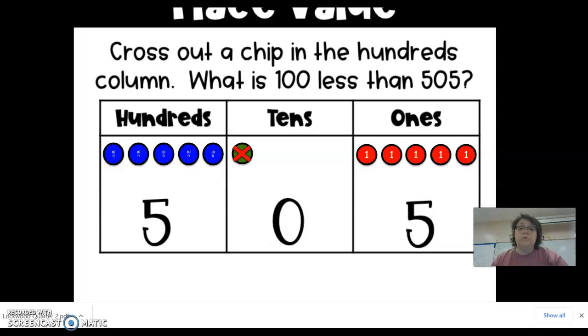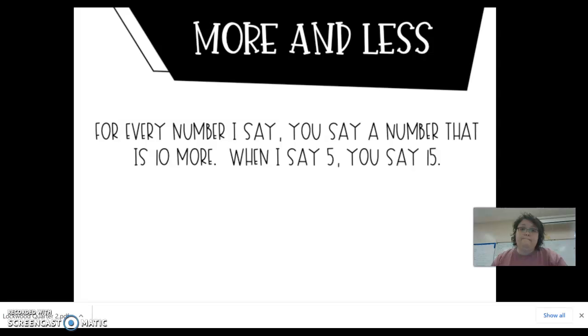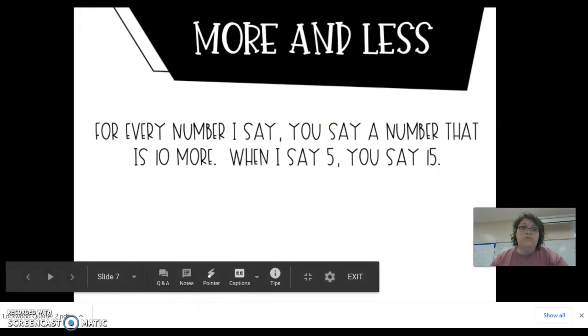Now, the next question says, what is 100 less than 505? Where do I go? I go to the 100, and I cross off 100. And it becomes 4 hundreds, 0 tens, and 5 ones. That's why you need to draw your hundreds chart. All right, I'm going to pause it for just a moment.